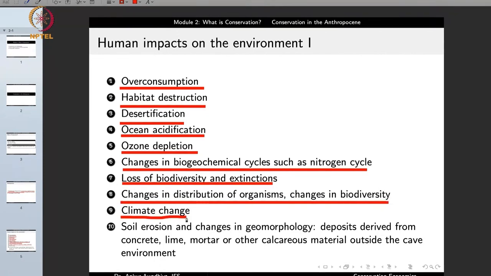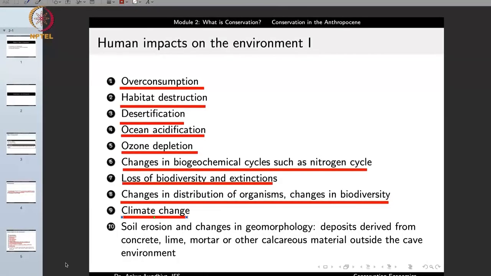Then we have climate change. And a major causal factor of climate change is the release of greenhouse gases, especially carbon dioxide. Now, carbon dioxide, when it is there in the atmosphere, acts as a greenhouse gas, which means that it traps the heat of the sun in the atmosphere. So what it does is that it permits the short wavelength portion of the electromagnetic radiation, especially of the infrared rays, to come inside. But then when they are released back as long wave radiations, it traps them. And slowly and steadily, the temperature of the earth increases.